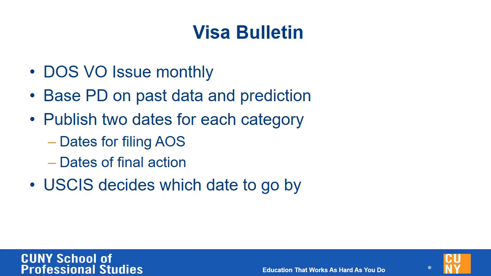USCIS doesn't always agree with the State Department, and oftentimes, especially in the employment categories, sticks to the final action date. So USCIS will not accept an adjustment of status application based on the filing date that the State Department published, but rather on the final action date. So that's important. Every month, USCIS announces whether they accept it or not.